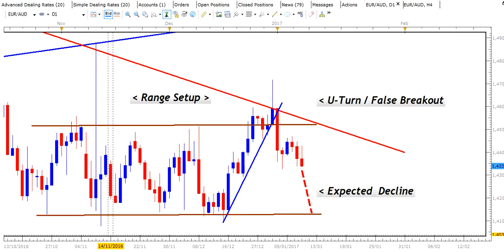So let me take a look at the Euro Aussie dollar today, which looks as if it's going to be continuing the bearish movement that started a couple of days ago and eventually make its way towards the support boundary of this range setup that we see here on the daily chart.